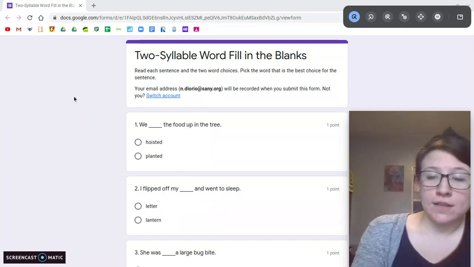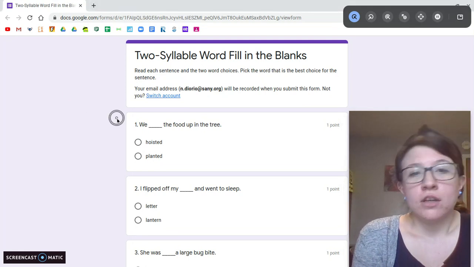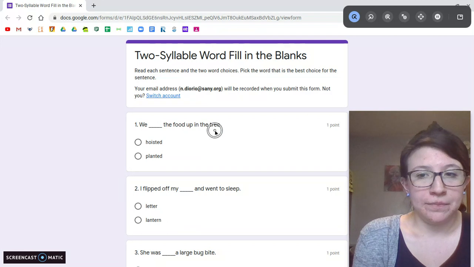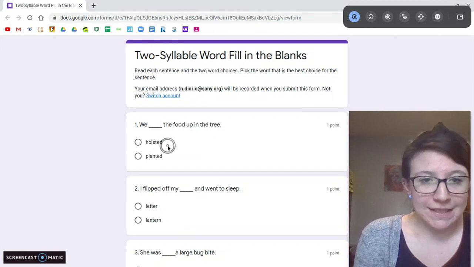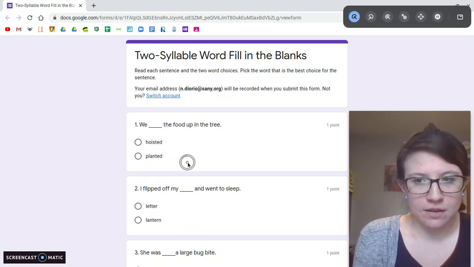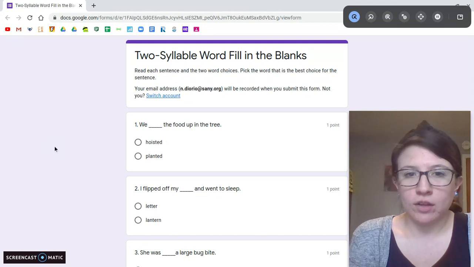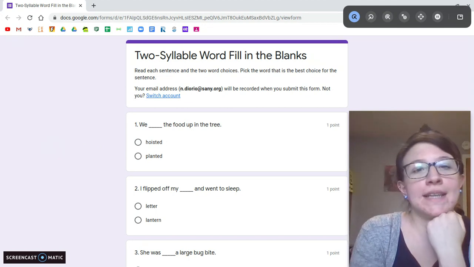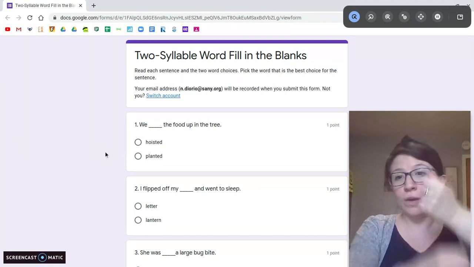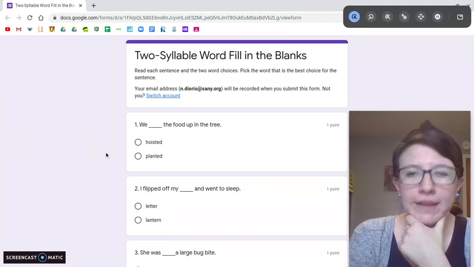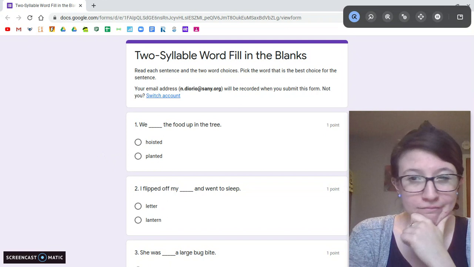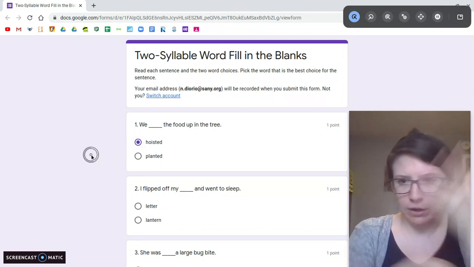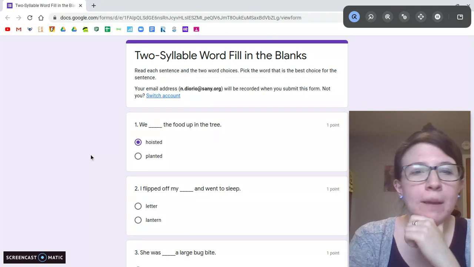So let's do number 1 together, and then you can do the rest on your own. So number 1, we blank the food up in the tree. Your choices are hoisted or planted. Now, when we were reading Kate's book, we learned that hoisted means to lift something up. So would it make sense that we lifted or hoisted the food up in the tree, or planted the food in the tree? Probably hoisted, right? If we were camping and we needed to lift the food up.